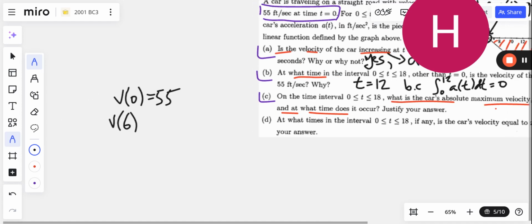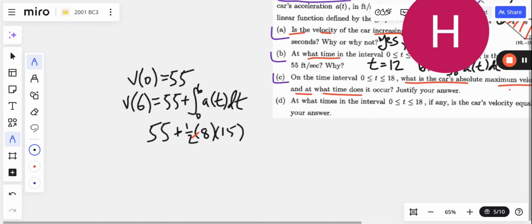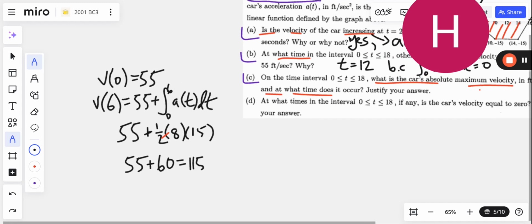V of 6 is going to be 55 plus the integral from 0 to 6, which we actually calculated by looking at those trapezoids earlier, so that's not too bad. It's going to be 55 plus 1/2 base 1 plus base 2, which is 8, times 15. 1/2 of 8 is 4, so 4 times 15 is 60. And that's going to give us 115 feet per second. I don't know what that is in miles per hour. It doesn't really matter right now. So that's the highest so far.